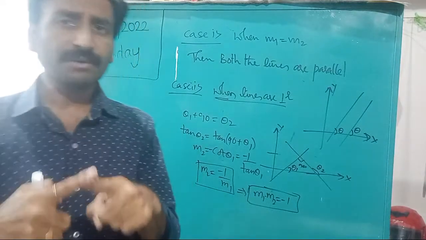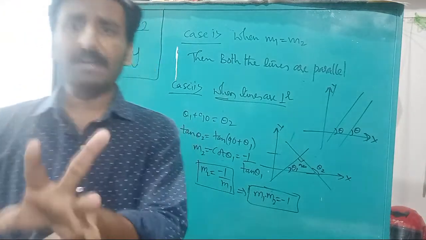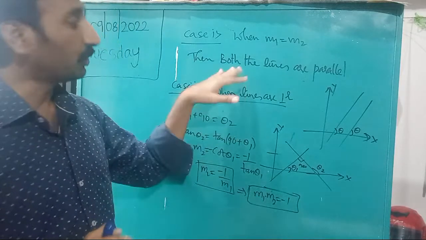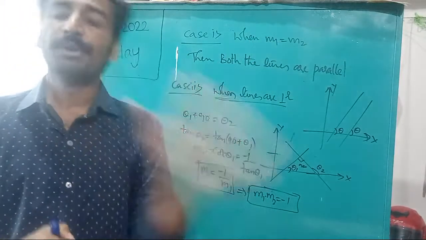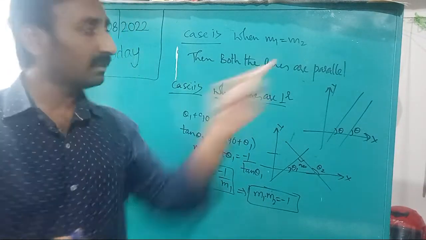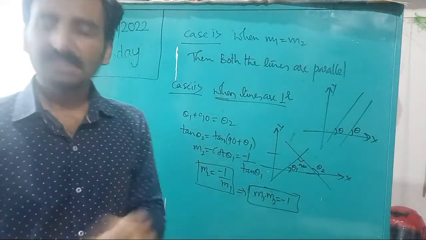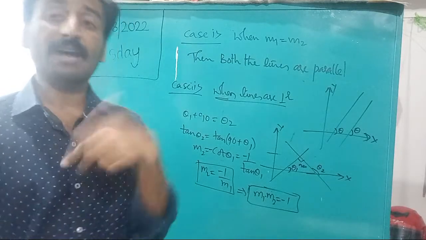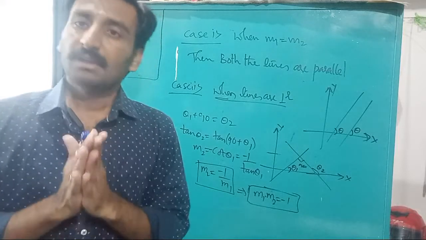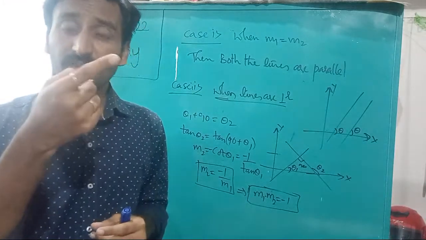Very clearly, one very important thing you should remember: whenever two lines are perpendicular, the condition is m1 into m2 is minus 1. Whenever two lines are parallel, the condition is m1 equal to m2. You always have to remember these two conditions, parallel and perpendicular. It is very important after this, when we go for angle between two lines, as we use these results in finding the angle between two lines.